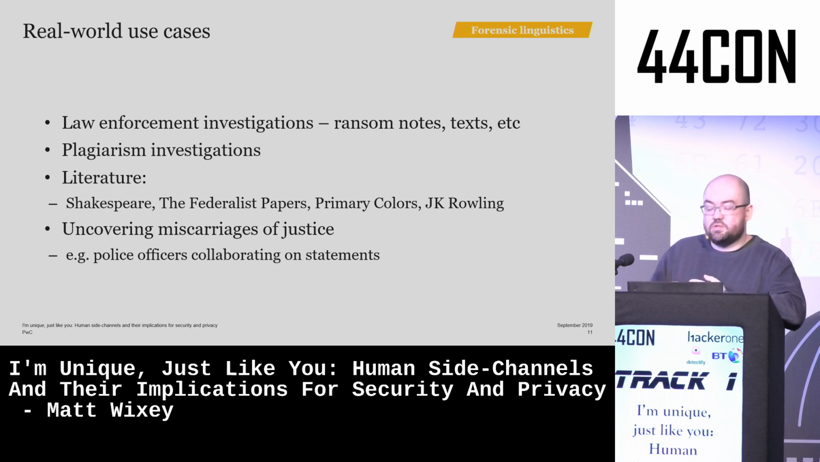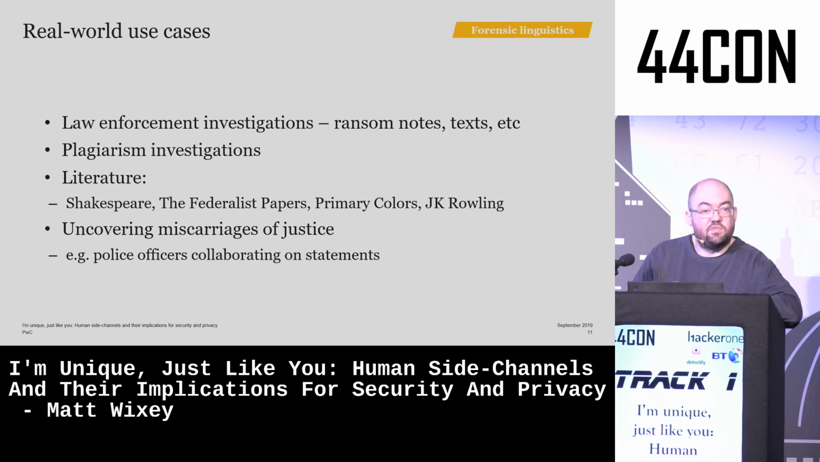Now, in the real world, forensic linguistics is used for a number of things. It's used in law enforcement. It's a pretty niche area of law enforcement, but it's used for things like ransom notes. A famous example is the JonBenét Ramsey kidnapping, which was in the 90s, 80s, something like that, in the US. And forensic linguistics was used for that.